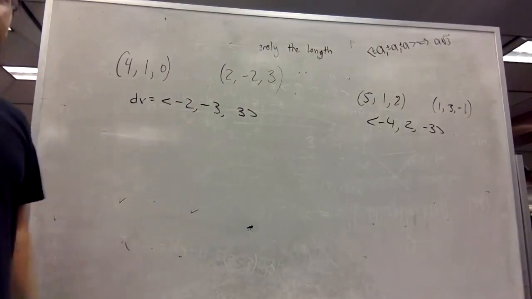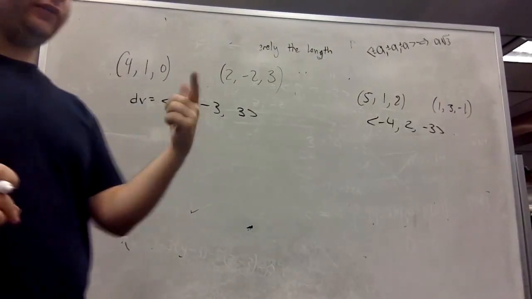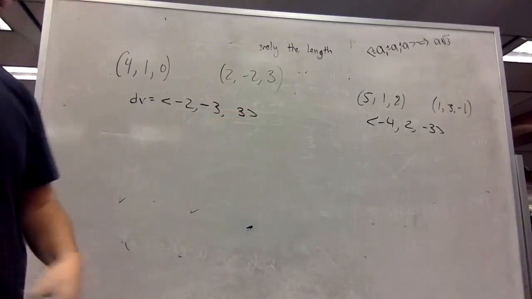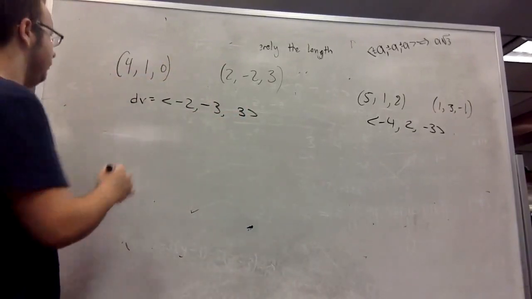This is essentially your slope. So you have a slope. What else do you need to make a line? You need a point and a slope. We've got our slope, or our direction vector. We need a point. We have 2 points to choose from. I'm going to use this one, 4, 1, 0.